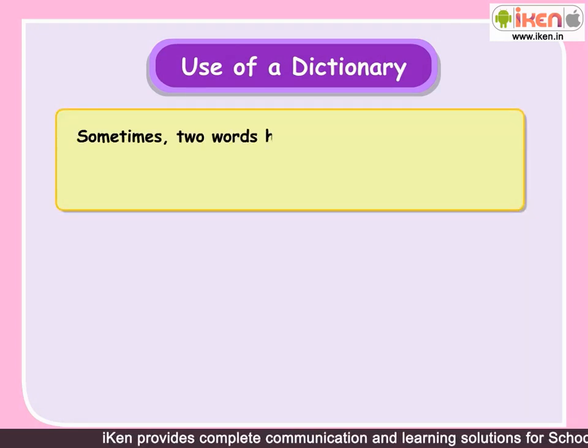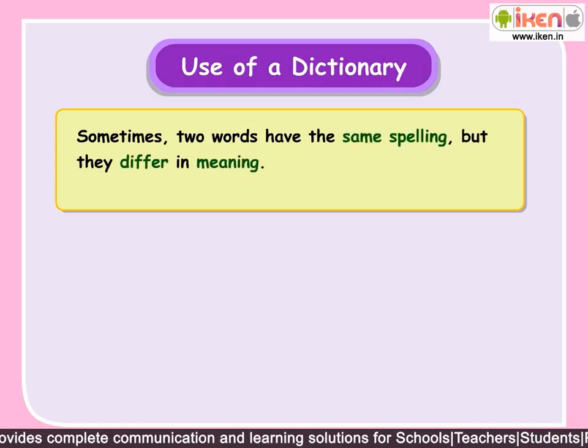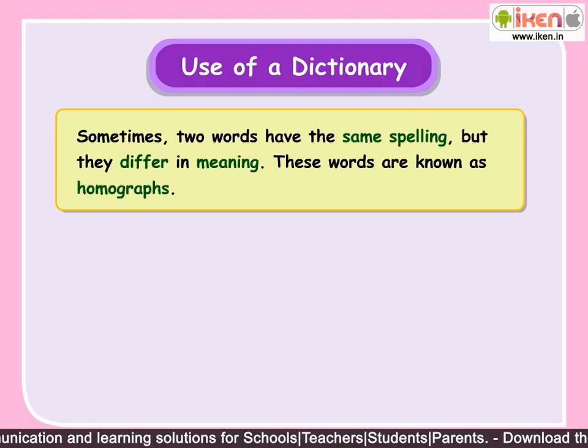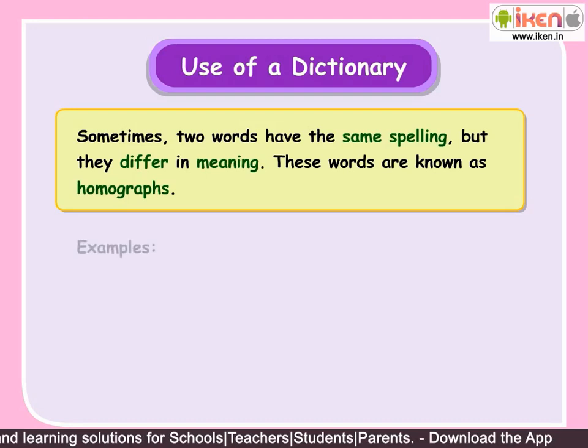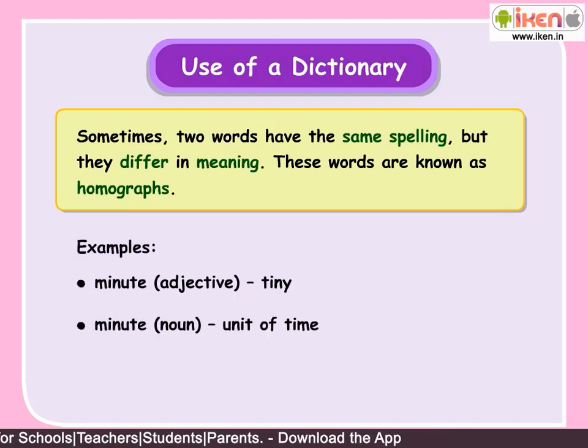Sometimes, two words have the same spelling, but they differ in meaning. These words are known as homographs. For example, the words minute and minute are homographs since they have the same spelling but are pronounced differently and have different meanings.